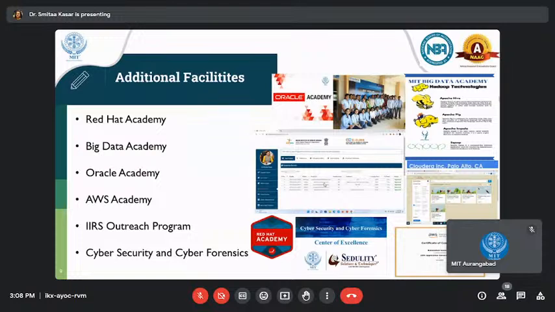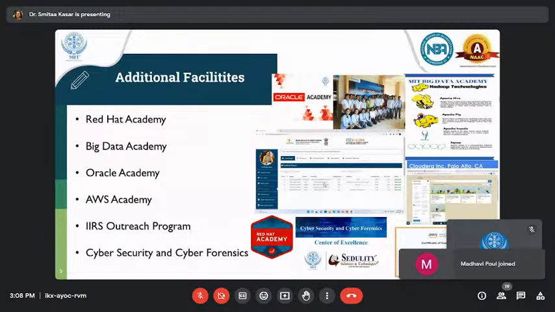So to begin with, we are associated with Red Hat Private Limited since 2006. We do have an academy where we run international certification programs. And I'm happy to tell you that not only the MIT students, but we also allow corporate people and outside students to come and train here for certification. Also, we have one more facility here: the certification exam is taken in MIT itself. We have that set up as well.